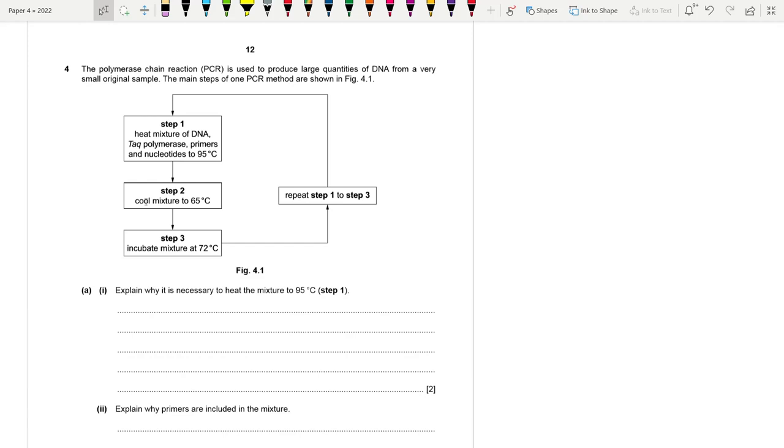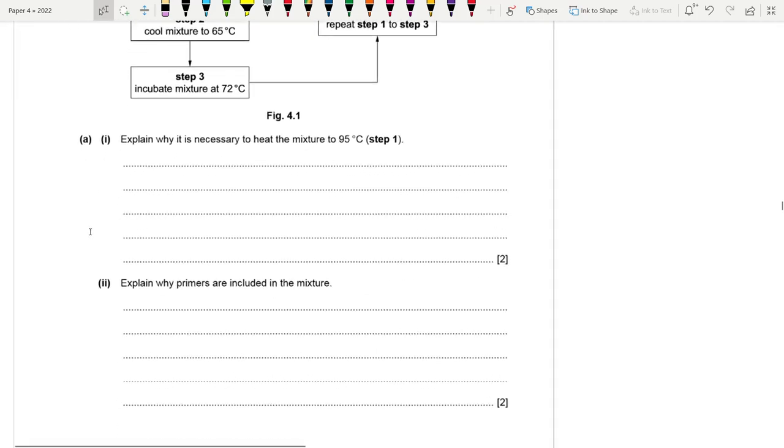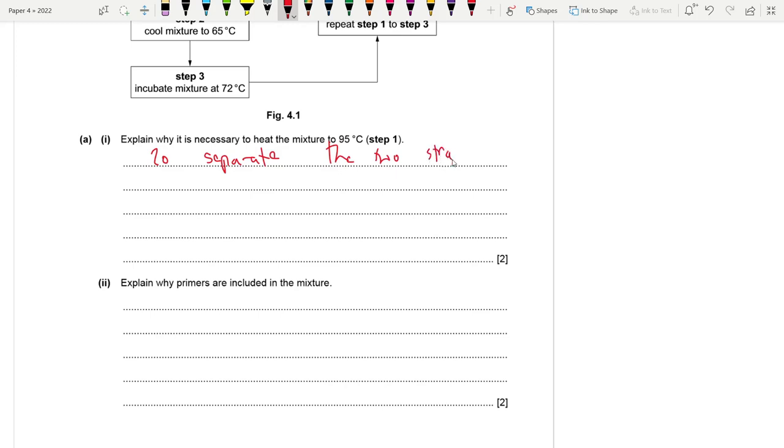Why do we use Taq polymerase? Basically because it's heat stable. It increases efficiency of the process as a whole. So this is quite a common question. So why do we heat it first? It is done to separate the two strands, or you could say that it is done to denature DNA, or you could say it is done to make single-stranded ssDNA, right?